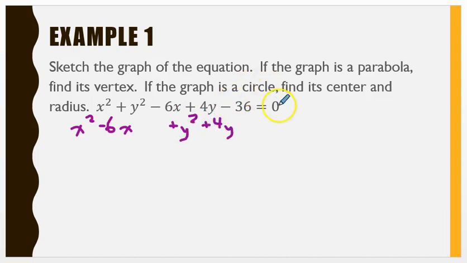Now the constant I do want to move to the other side of the equation because that's what's going to determine my radius at the end. So I'm going to add 36 to move that to the other side. Everything else stayed on the same side of the equation. I just rearranged the order. I was grouping the x's together and grouping the y's together.